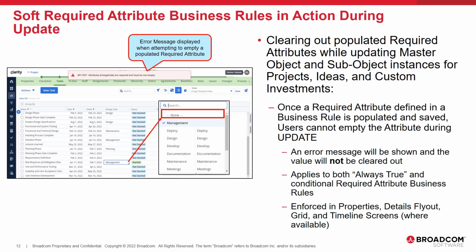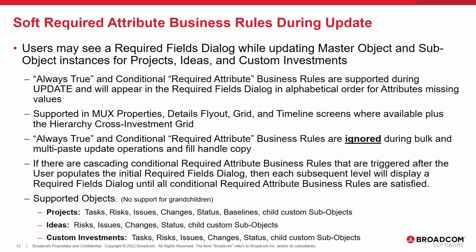And it'll work that way for both master object and sub-object instances on ideas, projects, and custom investments. This will be enforced in the properties, the details fly out, the grid, and the timeline screens, and will apply to both always required and conditionally required attribute business rules. And we just wanted to call out a couple of important items during update for the soft required business rules. First, the order that the attributes appear in the required fields dialog is alphabetical.